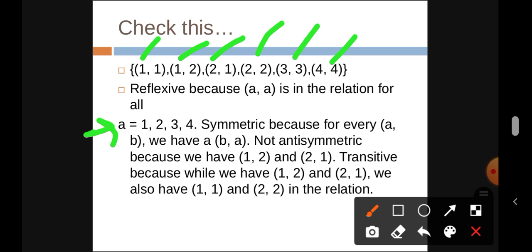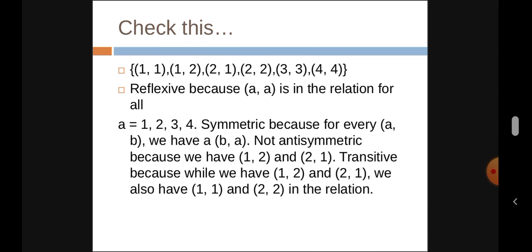Then next one, check whether this is transitive or not. 1, 2 is there, 2, 1 is there, so 1, 1 is also there. Then 2 1 is there, 1 2 is there, 2 2 is also there. Then 2 2, 2 1, so 2 1 is also there. So that is also transitive, and we also have 1 1 and 2 2 in the relation. So it satisfies all those conditions.